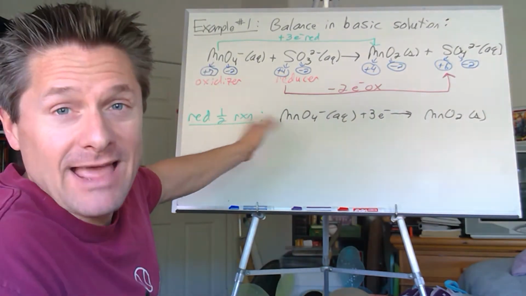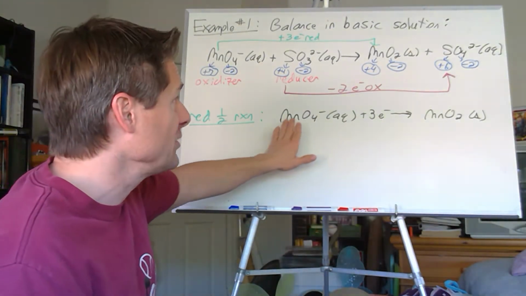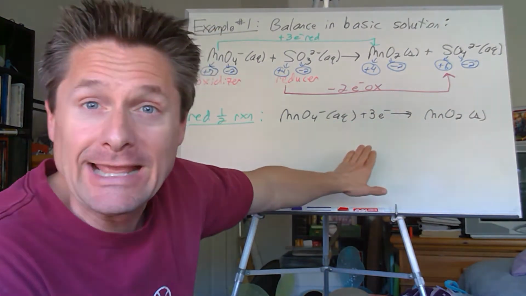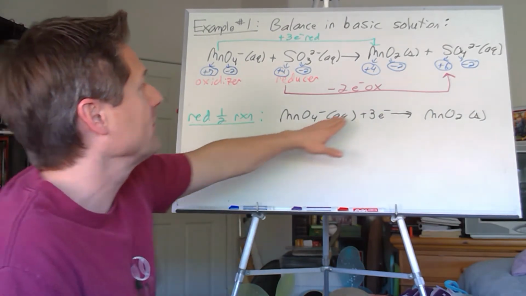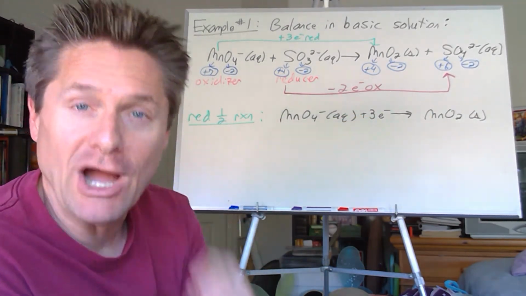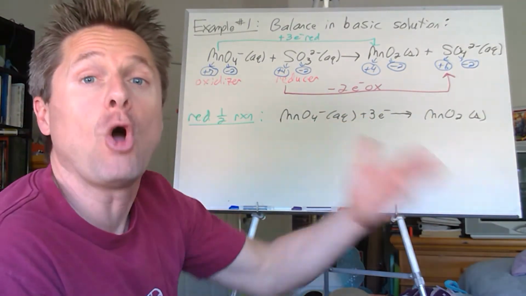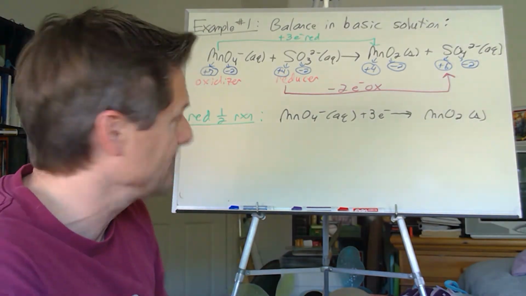If I didn't realize that, I would have caught it pretty quick. So when you're reducing something, you're gaining electrons, right? So it's going from a 7 to a 4. So it must be gaining 3 electrons. So in reduction half reactions, the electrons are always on the left-hand side, on the reactant side.